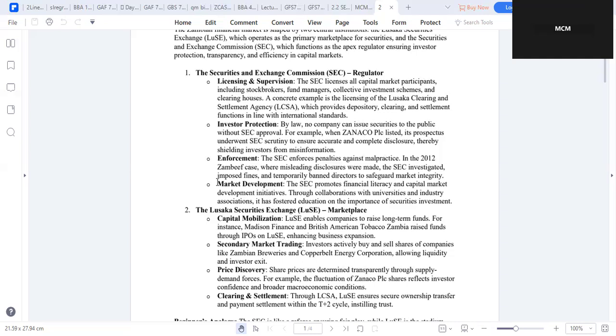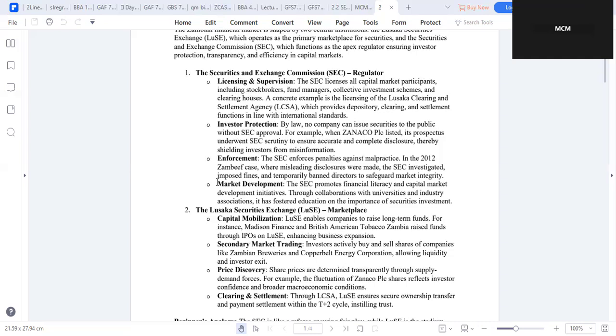The other function of SEC is market development. It promotes financial literacy. We have a financial literacy week that is always running. SEC is the one that spearheads that, and also capital market development initiatives. Through collaborations with universities and industry associations, it fosters education on the importance of financial literacy.